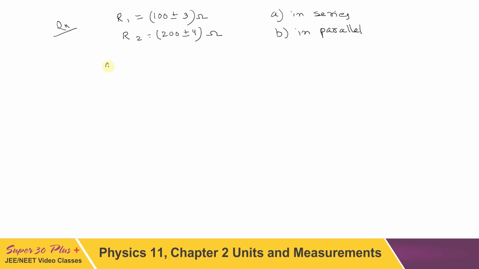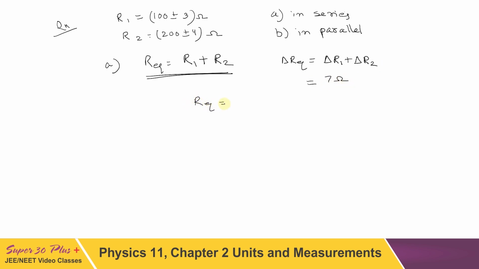For series, this is very easy because as we know, in series combination, equivalent resistance is given as R1 plus R2. This falls under the standard formula for calculation of absolute error. So directly we can write delta R equivalent would be delta R1 plus delta R2, that is equal to 3 plus 4, which is 7 ohm. And so equivalent resistance can be written as 100 plus 200, 300 plus minus 7 ohm. It is very easy to calculate. But come to the next part.